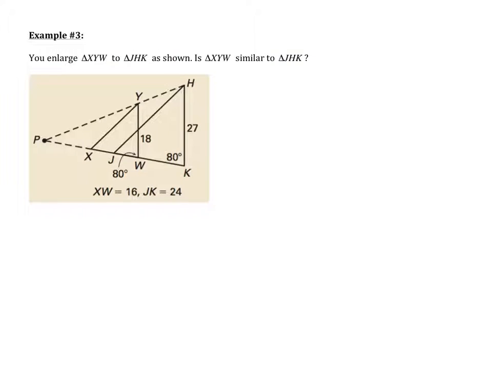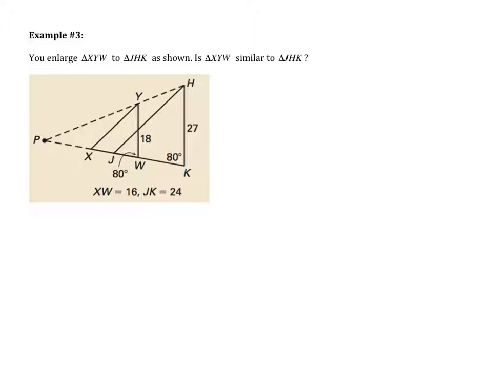So here's example number 3. You enlarge triangle XYW to triangle JHK as shown. Is triangle XYW similar to triangle JHK? So don't be confused by this P. That is just the point from which I enlarge things. So don't be confused by the dotted lines or anything like that. That's just showing you how it's being enlarged. So you're going from this smaller triangle to this bigger triangle, and we want to know if they are similar.